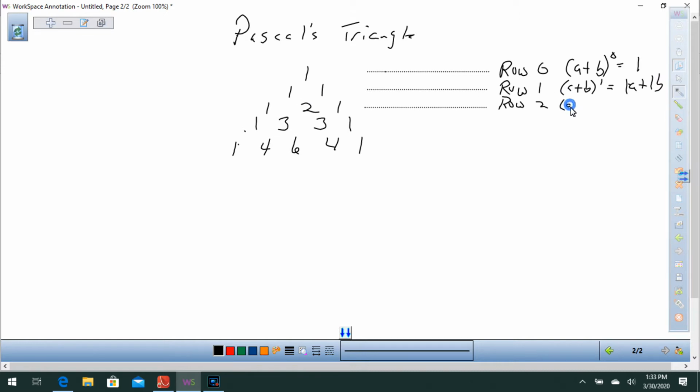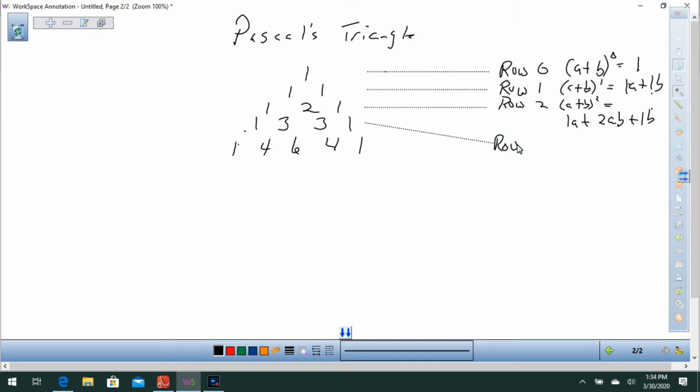You go to the second one, A plus B squared. That's going to be 1A squared plus 2AB plus 1B squared. Seeing a pattern yet? Let's do another one here. We call it row 3.